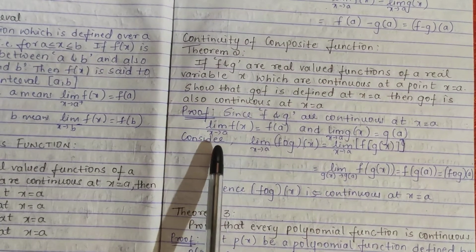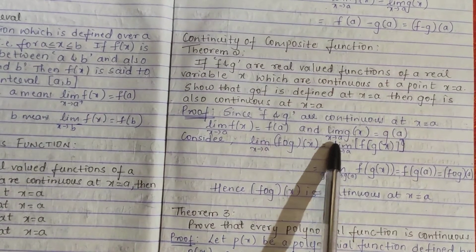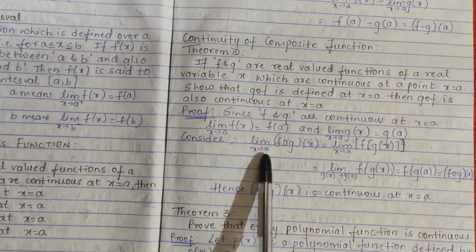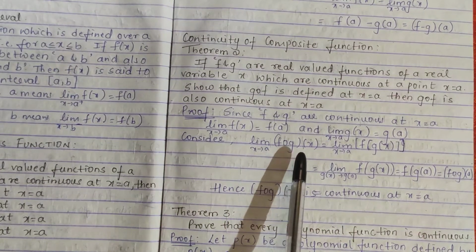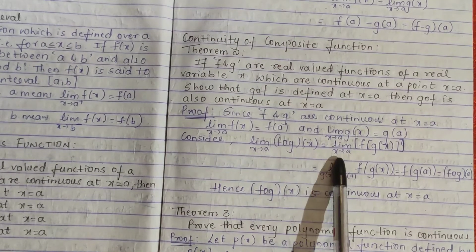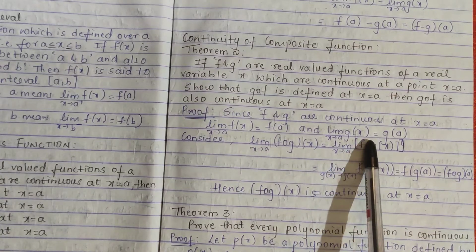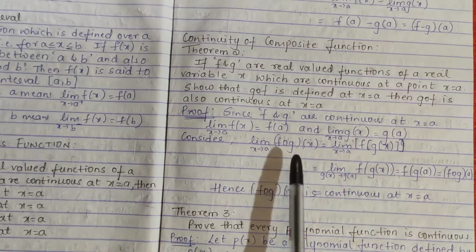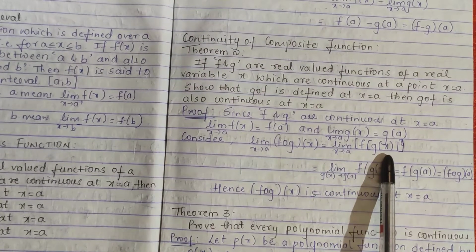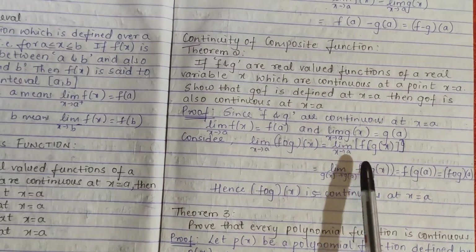So limit f of x as x tends to a is equal to f of a, and limit g of x as x tends to a is equal to g of a. So now we are considering what they have given, limit f composition g of x as x tends to a. So composition, how we will write, limit as x tends to a, it will be f of g of x. See, composition will always be written like this, f g of x. No need to go in a deep way, you should just remember it.